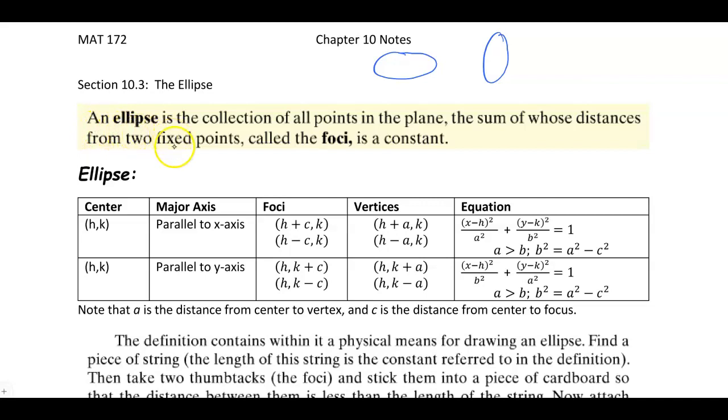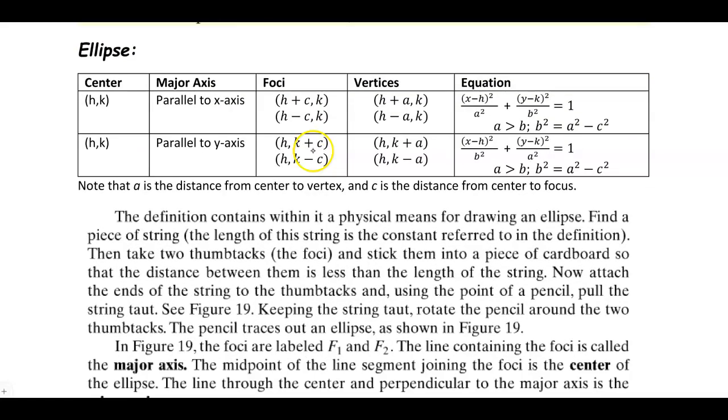An ellipse is the collection of all points in the plane, the sum of whose distances from two fixed points, called the foci, is going to be a constant.